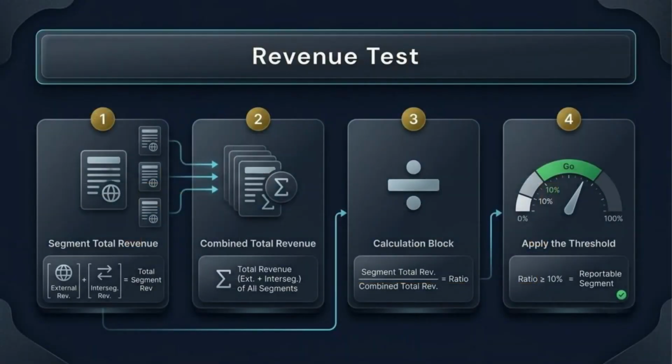The revenue test uses total segment revenue, that means external customer revenue plus inter-segment revenue. The ratio is segment total revenue divided by combined total revenue of all operating segments. If the result is at least 10%, the segment passes. Be careful here. The denominator is not only consolidated external revenue. Inter-segment revenue is included consistently in both the segment amount and the combined operating segment total.